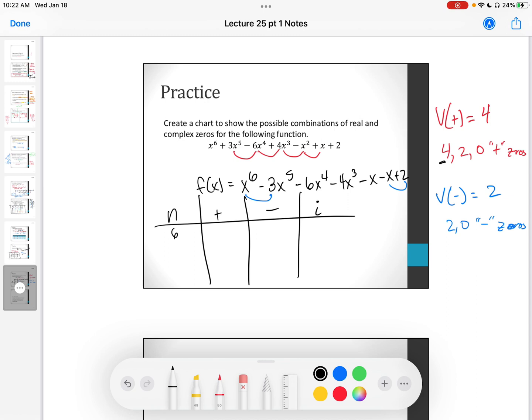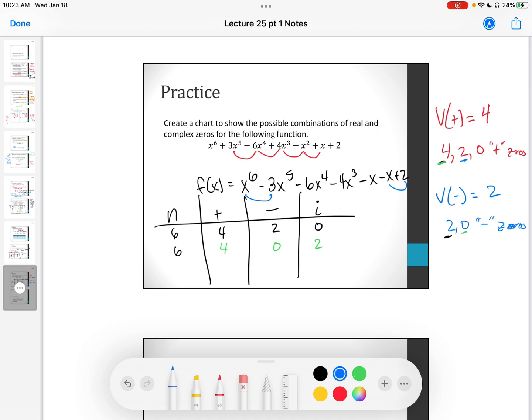I could have 4 positive and 2 negative. 4 positive, 2 negative. If that's the case, I would have 0 imaginary. Other option, I could have 4 positive and no negatives. 4 positives, no negatives. Remember, that has to total up to give me 6. So 4 plus 0, I need 2 more for my imaginary. Okay, I've exhausted all the options for 4. I could have 4 and 2 or 4 and 0. Okay, now I move on down.